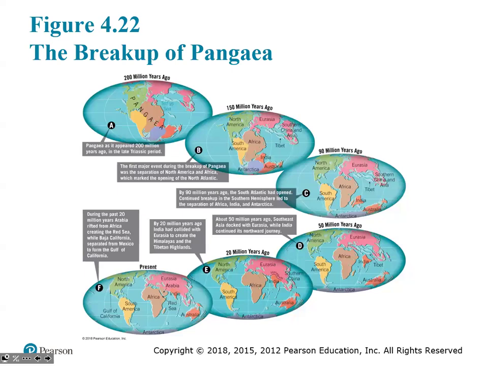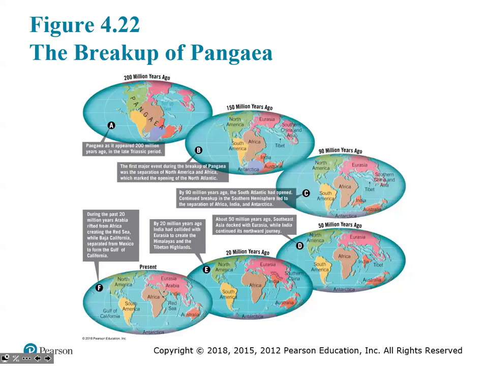So the breakup of Pangaea looked like this about 200 million years ago. The first major event was the separation of North America and Africa, which marked the opening of the North Atlantic. This was followed by the opening of the South Atlantic, the separation of Africa and South America, and India, Australia, and Antarctica separated.